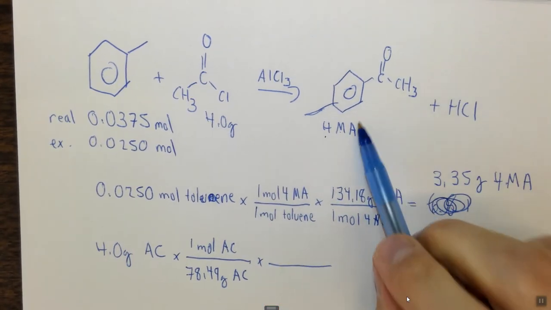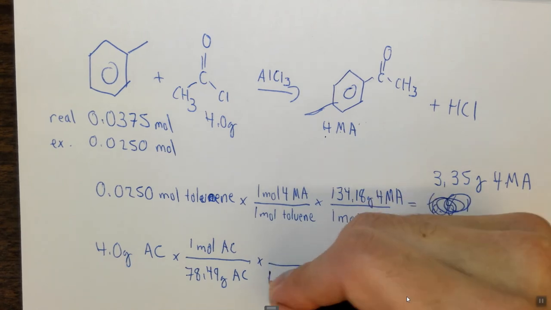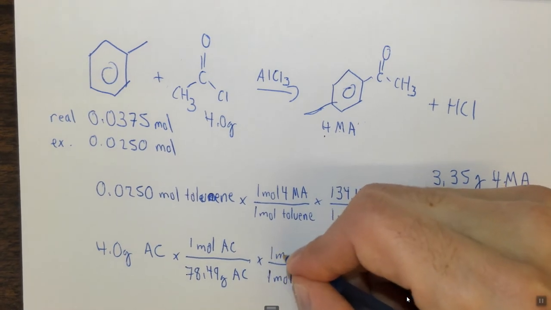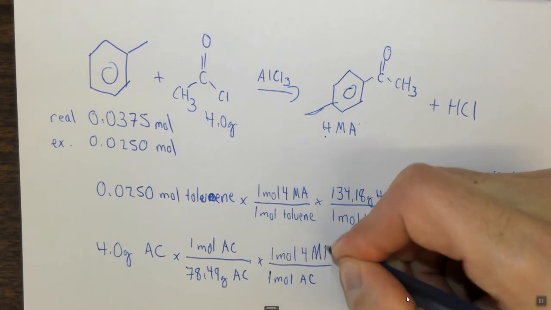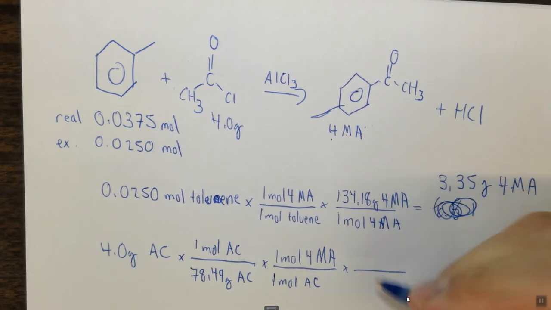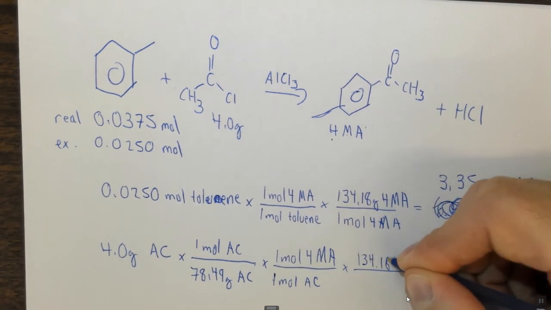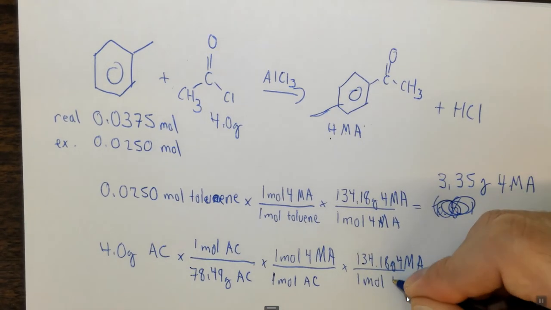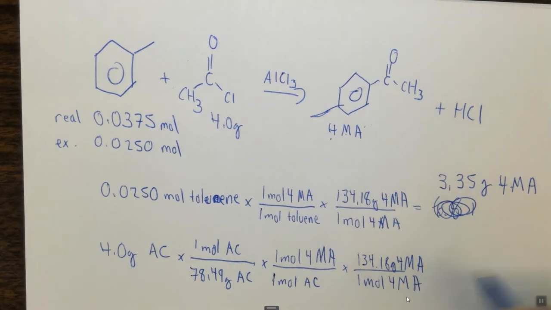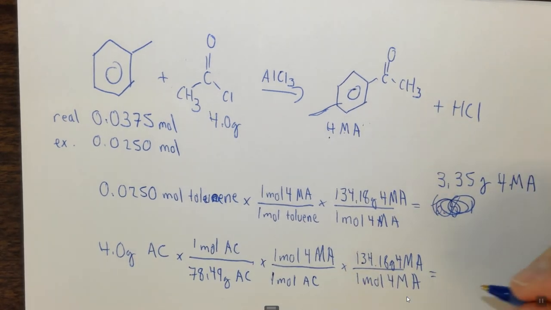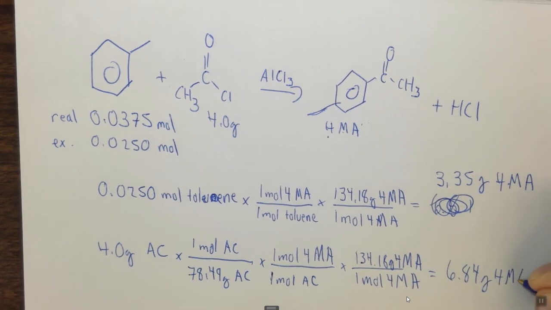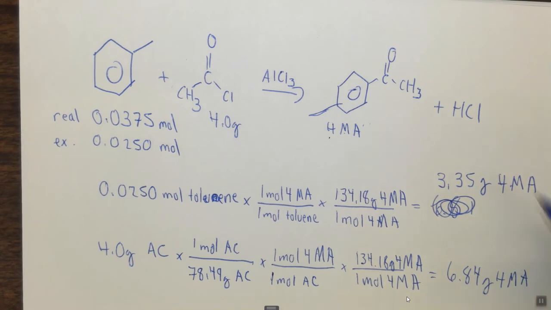Now we want to convert it to 4-methylacetophenone. It's still 1-to-1. So for every 1 mole of acetyl chloride, because there's a 1 out here, we get 1 mole of 4-methylacetophenone. Now we want to convert it to grams. We have the molar mass. So for every 134.18 grams of 4-methylacetophenone, that's 1 mole of 4-methylacetophenone. So same conversion factor. When you do that math, you get 6.84 grams of 4-methylacetophenone. So, in this case, the theoretical yield is 3.35 grams, and the limiting reagent is toluene.